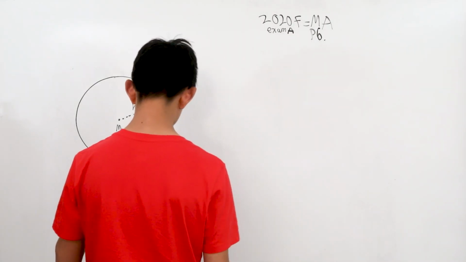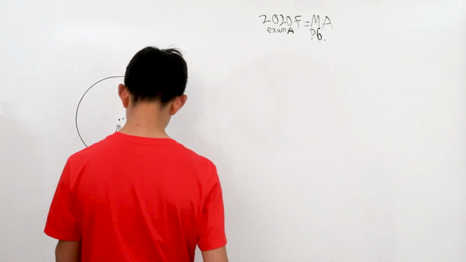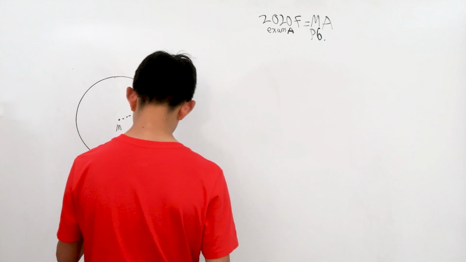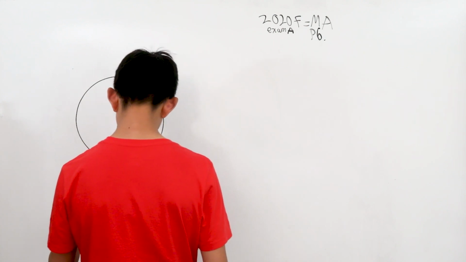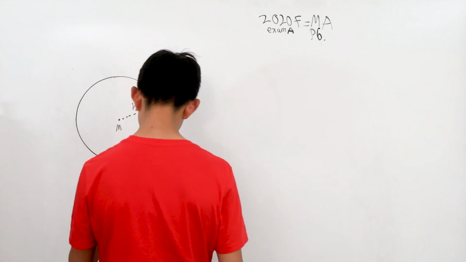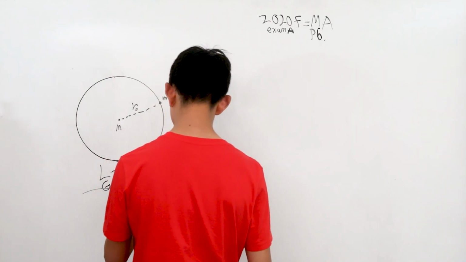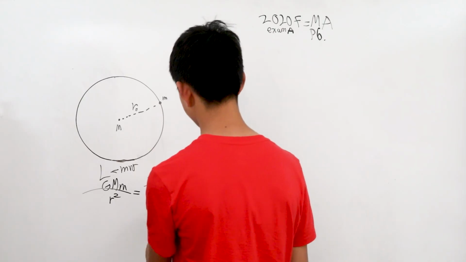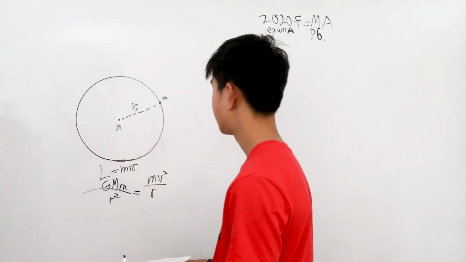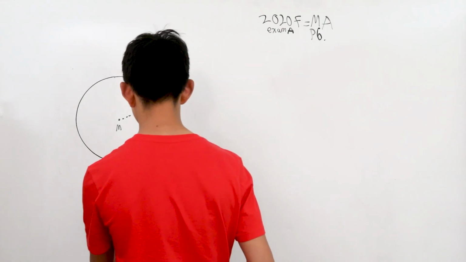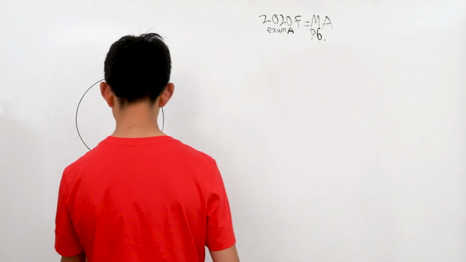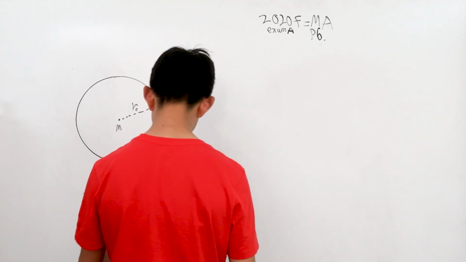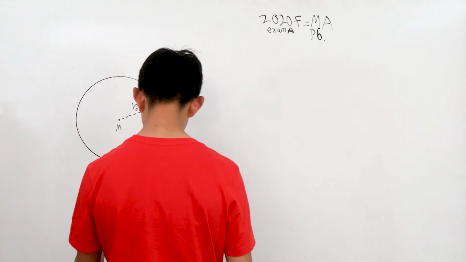So then, what would it be? This is GM over r squared equals v squared over r. This is for circular orbits where you equate the two forces together. And then these cancel. To solve for v, you get that v is equal to the square root of GM over r.